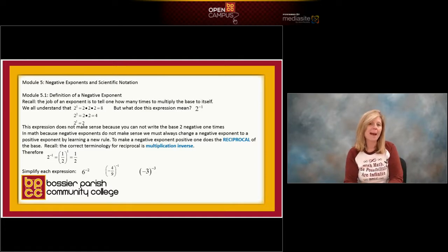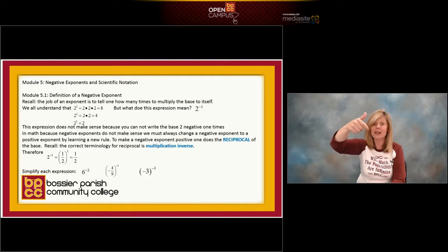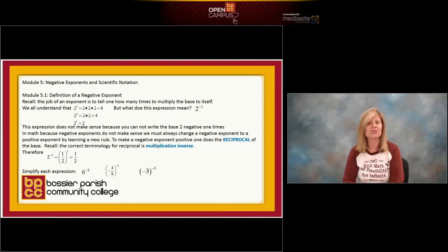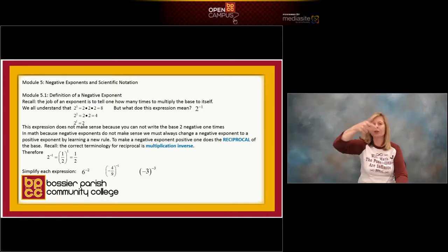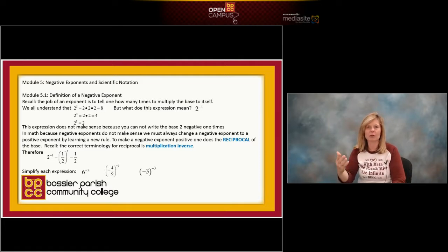The correct mathematical word for reciprocal is multiplicative inverse. Because when you flip it, you're going to make a fraction, and a fraction has a fraction bar, which means division. And that's what multiplicative inverse means. The opposite of multiplying, which is division. So every time you flip a fraction, you are making a multiplicative inverse, which is the reciprocal, which means division.